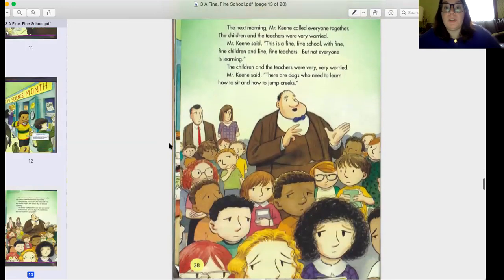The next morning, Mr. Keen called everyone together. The children and the teachers were very worried. Mr. Keen said, "This is a fine, fine school with fine, fine children and fine, fine teachers, but not everyone is learning." The children and the teachers were very, very worried. Mr. Keen said, "There are dogs who need to learn how to sit and how to jump creeks."